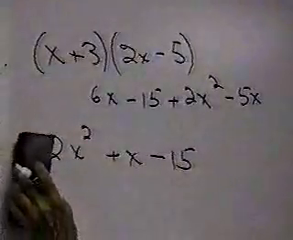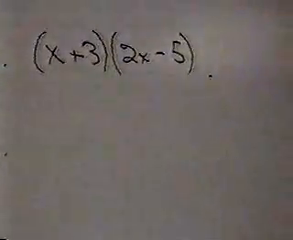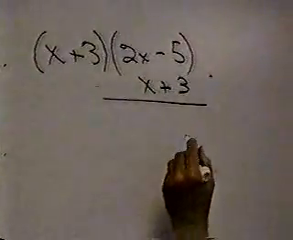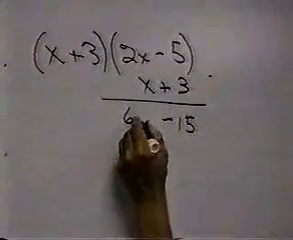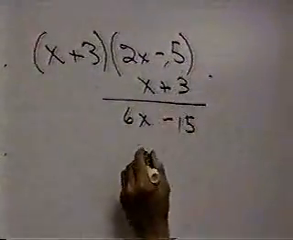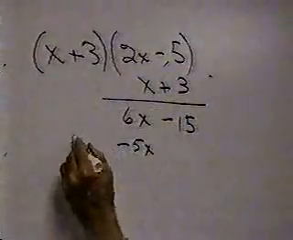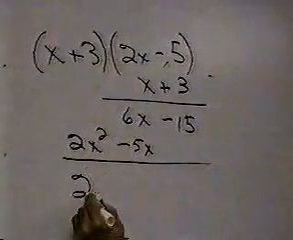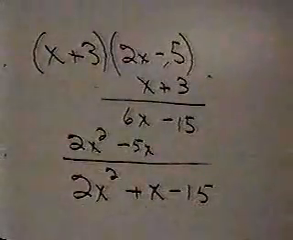Okay, now, the other way of doing the problem is to write it down like regular multiplication that you know how to do. So 3 times that's a minus 15. 3 times this is 6x. X times this is a minus 5x. X is going underneath x's. And x times the 2x is 2x squared. When you add, you get the same answer.